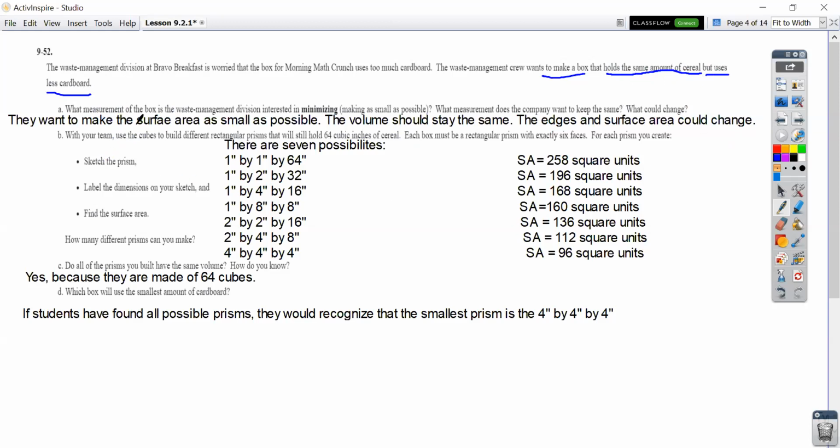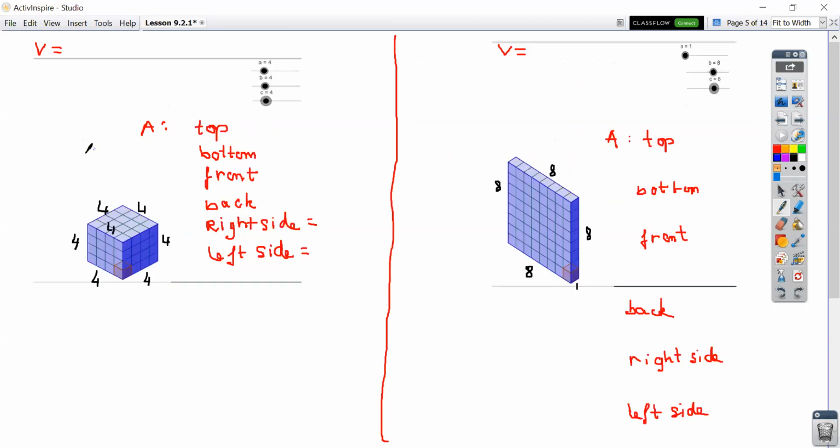So the answer, they want to change the surface area. They want to change the edges because they want to make the surface area as small as possible to use less cardboard. Okay, the volume stays the same. All right, so let's look at question B and question C and question D.